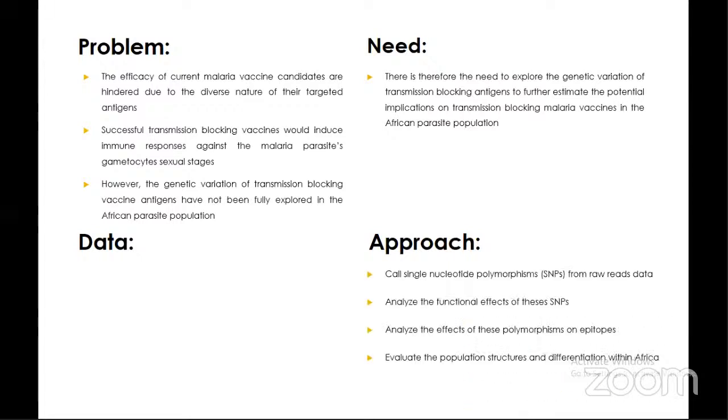So our approach is to call single nucleotide polymorphisms from raw data, analyze the functional effect of these SNPs, further analyze the effect of these polymorphisms on epitopes, and then evaluate the population structure and differentiation within Africa. We will be taking our data from MalariaGEN.